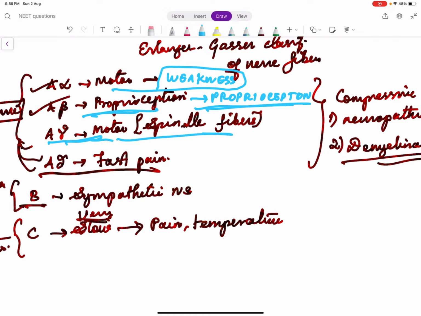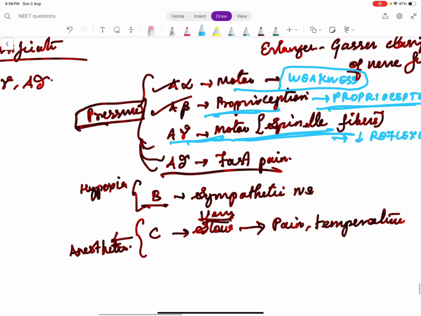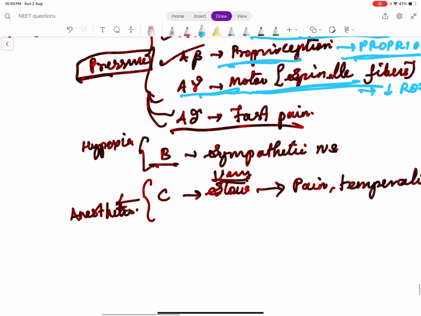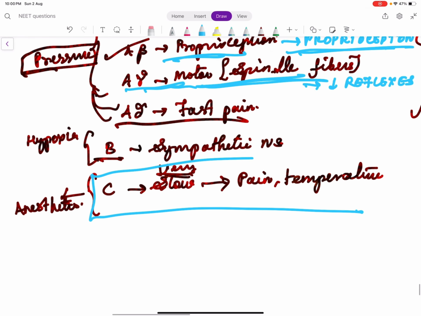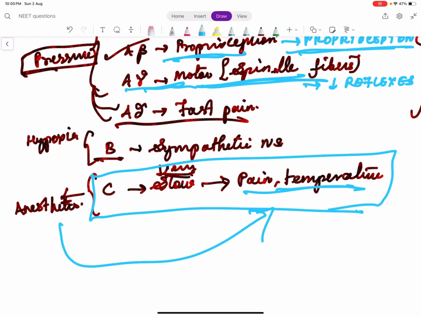A gamma motor fibers are lost. That's why there is reduced reflexes. And fast pain will be affected. C fibers are easily affected by anesthetic drugs. That is why pain and temperature is easily lost on giving anesthesia. Very, very self-explanatory.